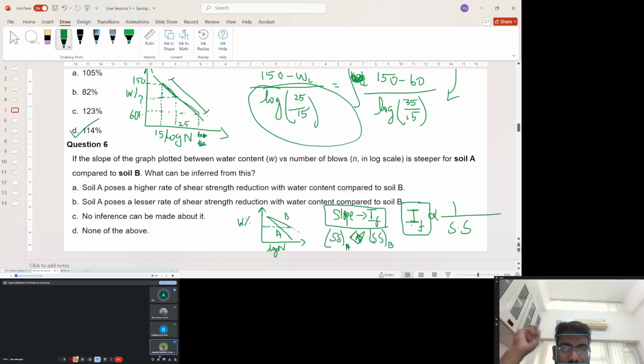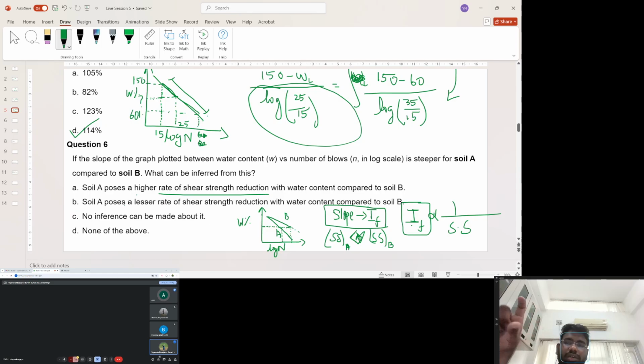So now if we consider a particular water content, the number of blows for soil B is more compared to the number of blows for soil A. So ideally, if only flow index is considered, you cannot quantify the rate of shear strength reduction. You can quantify the rate of reduction in water content with blows, and ideally that can be the rate that you can quantify.